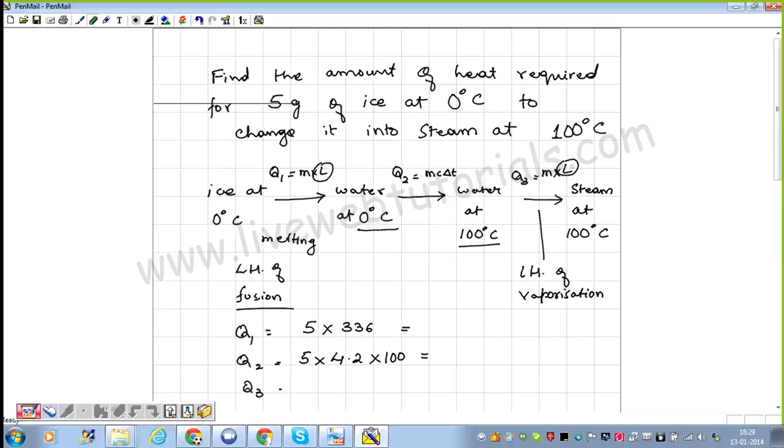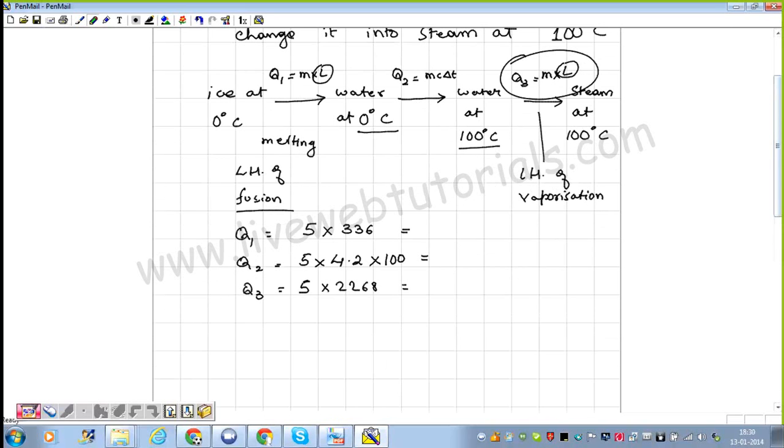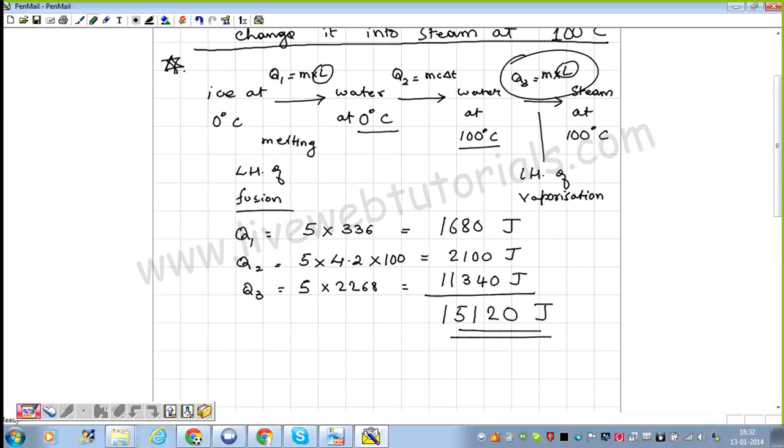Then Q3. Again here, water is turning into steam, that is change of state. So the formula is M into L. Mass is 5 grams only. Okay, latent heat of vaporization of steam, this value will be given to you, which is going to be 2268. Of course, joules per gram. You can just calculate all of these values. Okay, and then you will add them up.